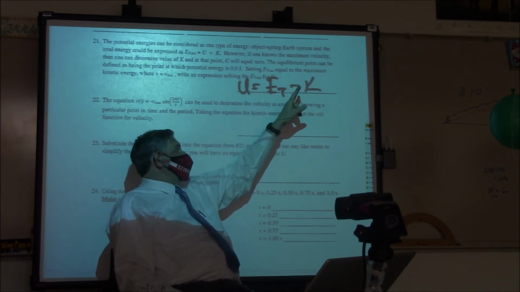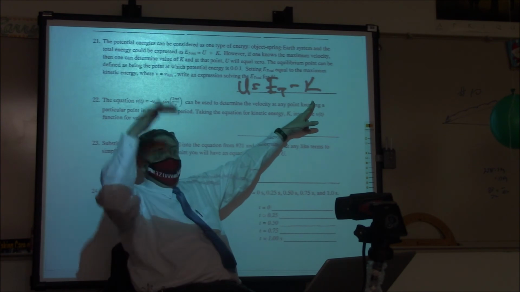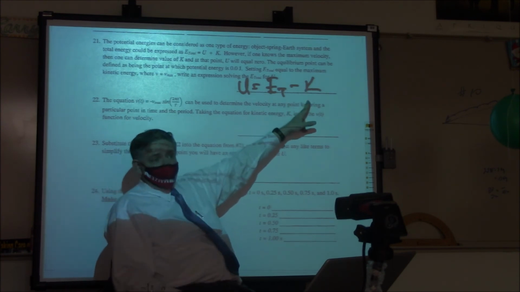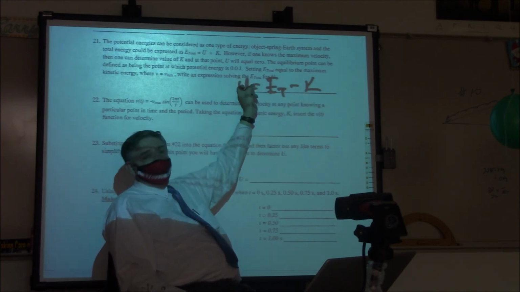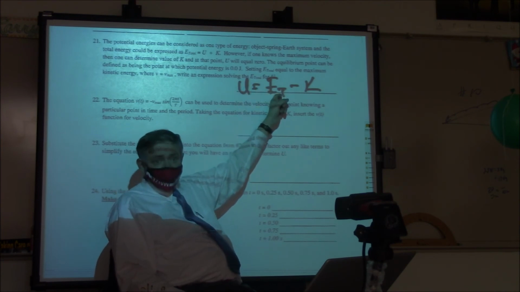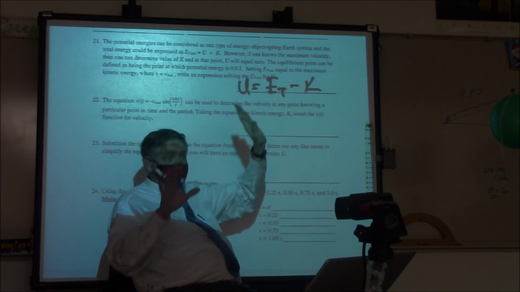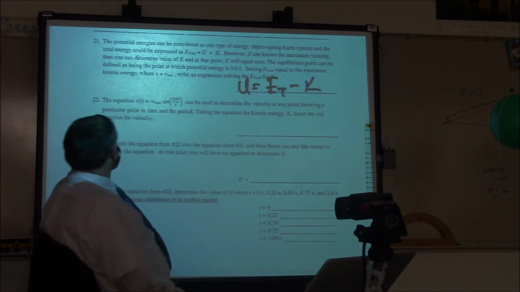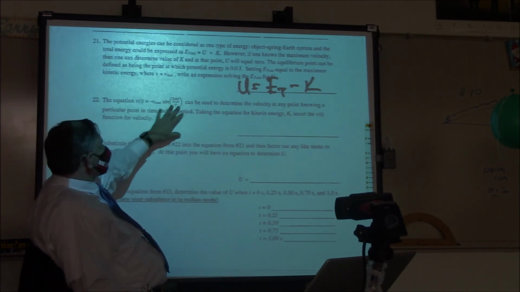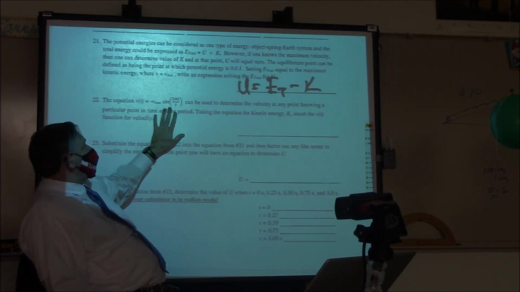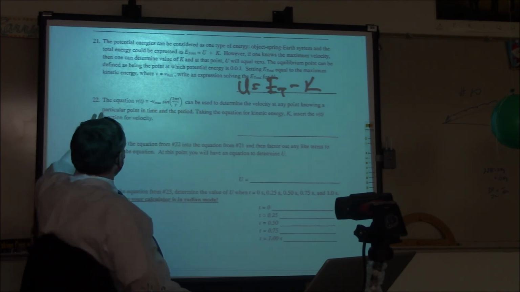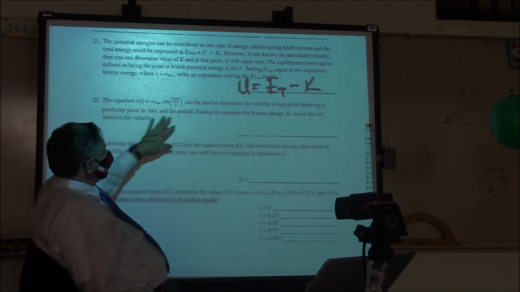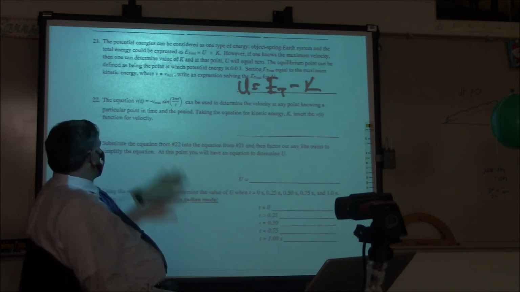Or if I know that I don't have any kinetic energy at the top and the bottom, that means my U is going to be the total energy at that point. Okay? Cool with this idea. Now, the equation, and this is an equation that you've seen before, can be used to determine the velocity at any point. Taking that equation for kinetic energy, insert this into the function for the velocity.